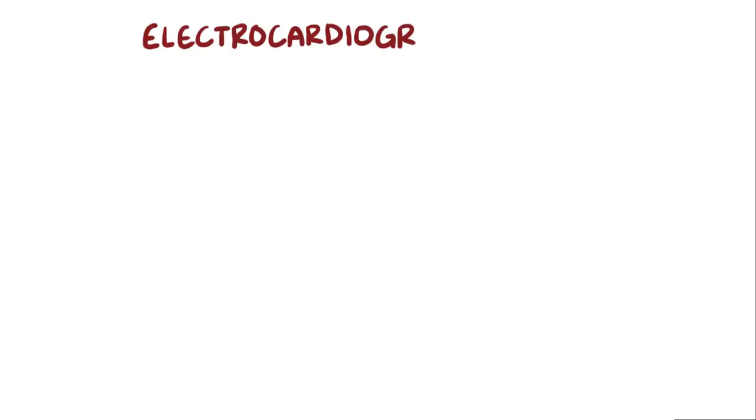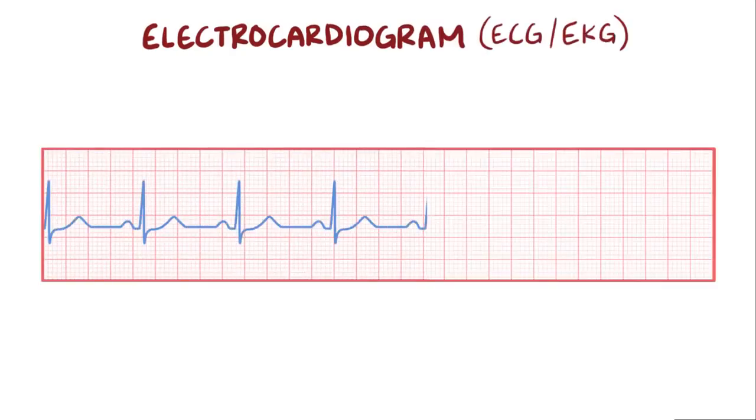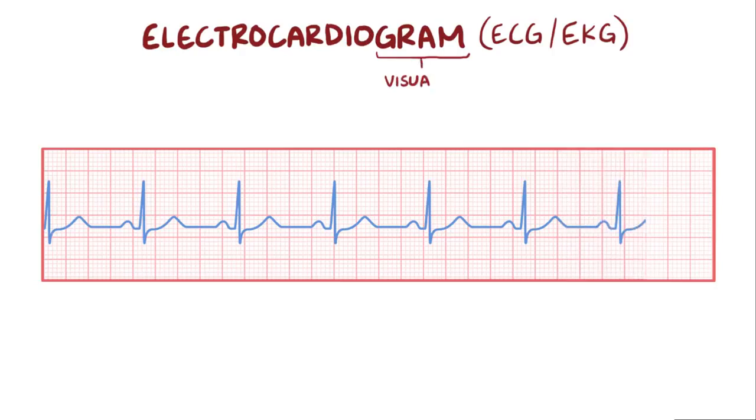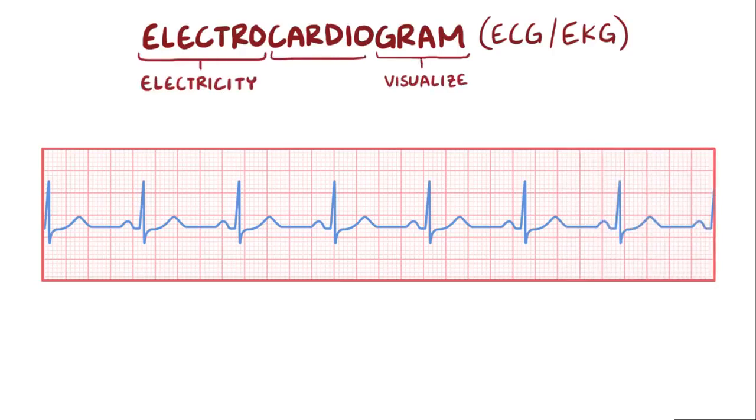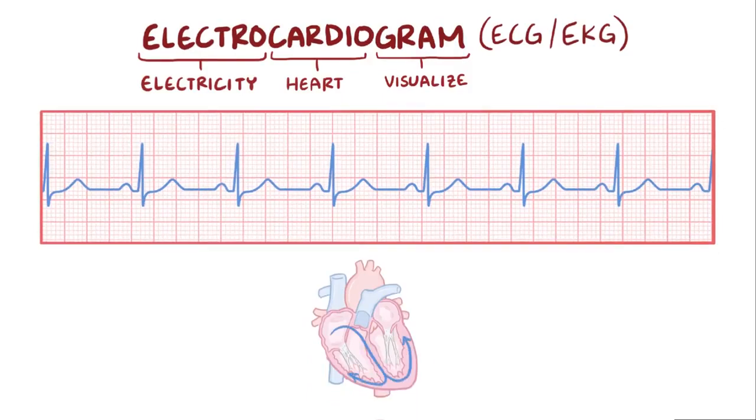An electrocardiogram, or ECG, or the Dutch or German version of the word EKG, is a tool used to visualize the electricity that flows through the heart. An ECG tracing specifically shows how the depolarization wave moves during each heartbeat, which is a wave of positive charge. And the way it looks depends on the set of electrodes you're using.